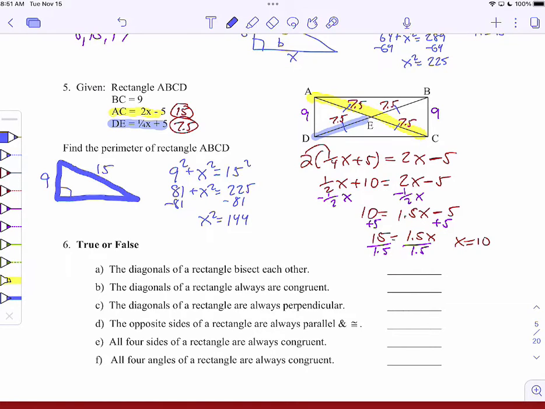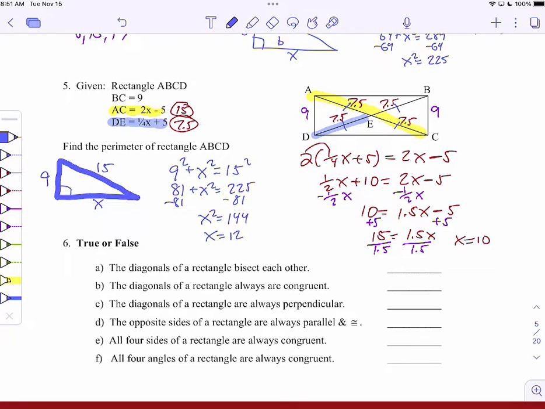I know I'm going a little bit fast here, but you said the Pythagorean theorem. The x is a leg, so you can make it a or b. The 15 has to be the c. And I'm just solving this now, and I get x equals 12.